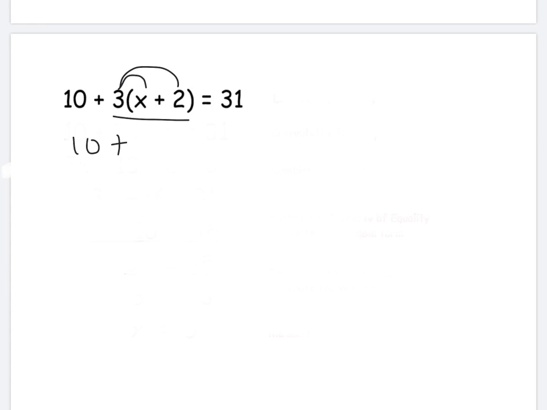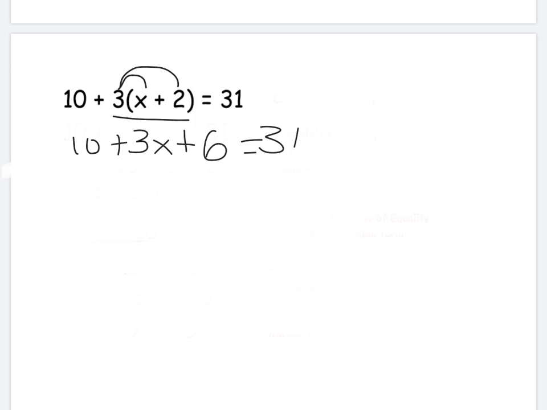And then I would have 3 times x, which gives me 3x, plus, because there's a plus sign in the middle of the parentheses, 3 times 2, which gives me 6. And then that's all equal to 31. So on my left-hand side, I have a couple of things going on there. I have constant terms, which are my 10 and my 6, because they're just numbers without a variable, and then I have 3x. So the next thing you should ask yourself is, to make this simpler, to have fewer steps involved in the actual solving process, what can I combine, if anything?